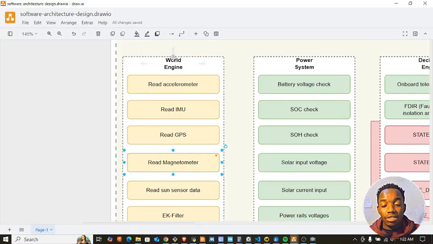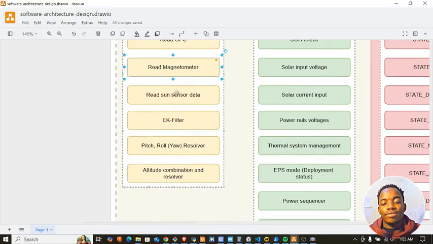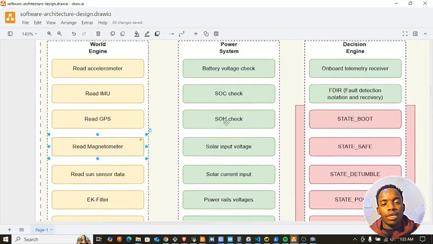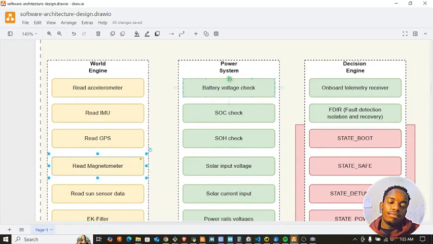So this is critical. This decision engine is critical because it determines if the mission will be successful or not. Because you can't run the mission with the camera pointing to the side or upwards. It has to be pointing down to where you want it to capture the images, right? So that's that. Next is the power system, right?